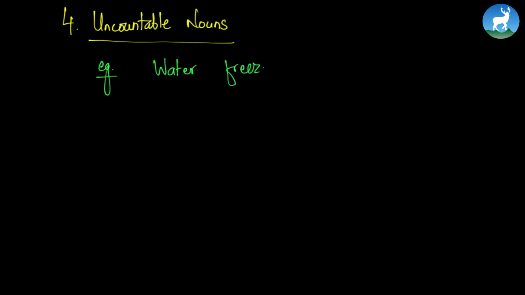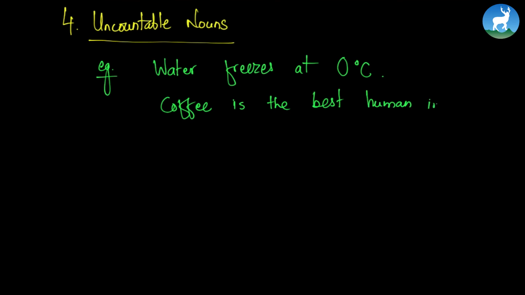Let's go to another rule, that is uncountable nouns. Let's first write some examples and you'll be very clear. Water freezes at 0 degrees Celsius. Let's write another example. Coffee is the best human invention. If we study these two examples, we would find that water and coffee both are uncountable nouns and they are followed by singular verbs.